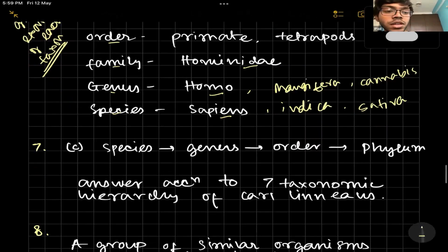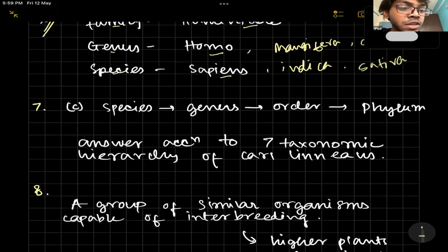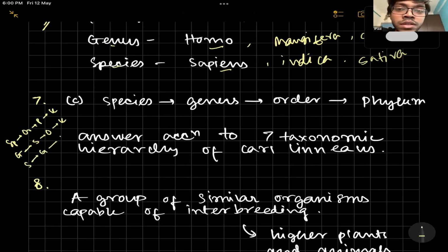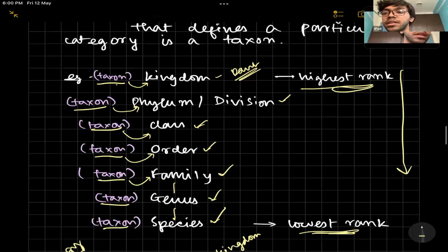So this is it. Now coming to the next question, the 7th. It says, can you identify the correct sequence of taxonomical categories? It has three options. The first option is species, then order, then phylum, then kingdom. The second option is genus, then species, then order, then kingdom. And the third option is species, then genus, then order, then phylum. For that you have to memorize the seven-level hierarchy.